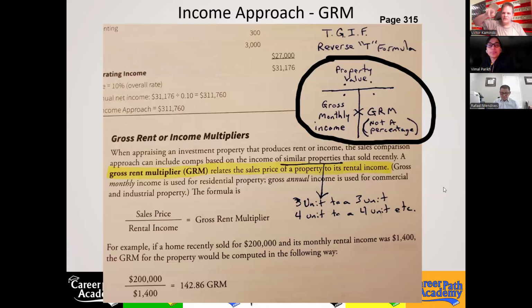I call it reverse because it's reverse where the top number, the large number, goes. The small number is completely different, but the large number goes on top, in reverse. In the reverse T formula, the only thing different is what the small number is. In this case, it's gross monthly income, whereas in cap rates, it was the net annual income.